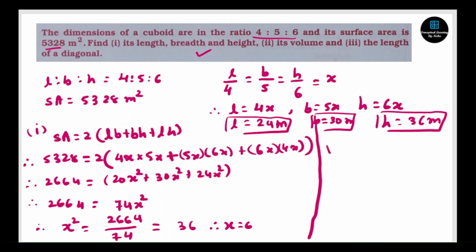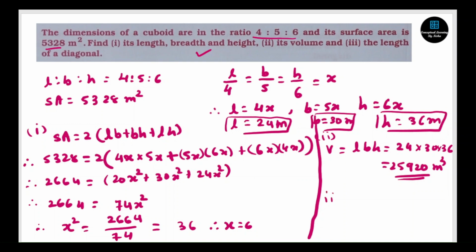Now volume. So volume is equal to L into B into H. Substitute the values, 24 into 30 into 36. So when we multiply these numbers, we'll get 25,920 meter cube. So please do your calculation in a proper manner, okay, to avoid all the mistakes.